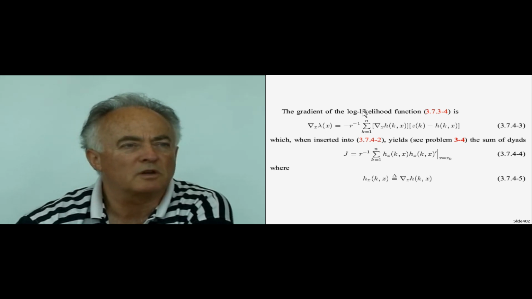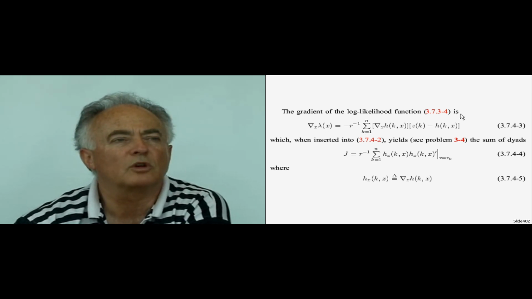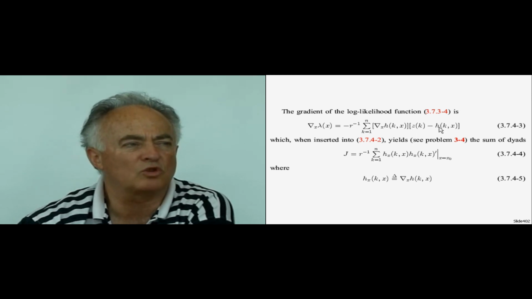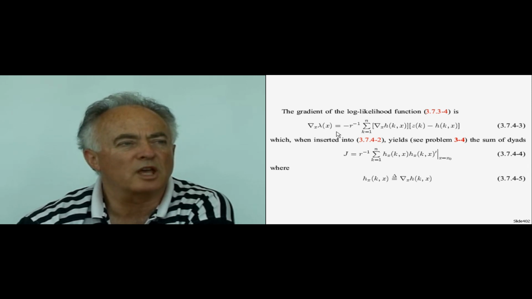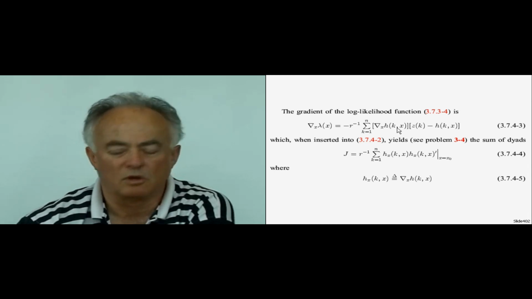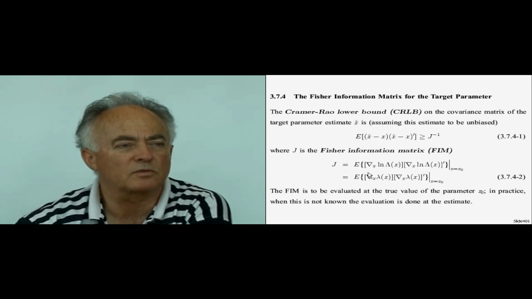Here is the way we carry out the evaluation of the Fisher information. The gradient of the negative log likelihood function is minus R inverse sum, here's the gradient of the function h of x. This is a scalar, del x is a derivative, it's a vector with respect to the 4 parameters, times z minus h. If you take this and multiply it with its transpose, that's in this expression here, we have this on the next page, we multiply it with itself, transposed.